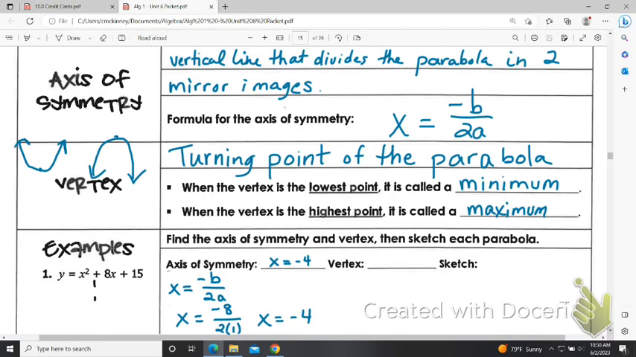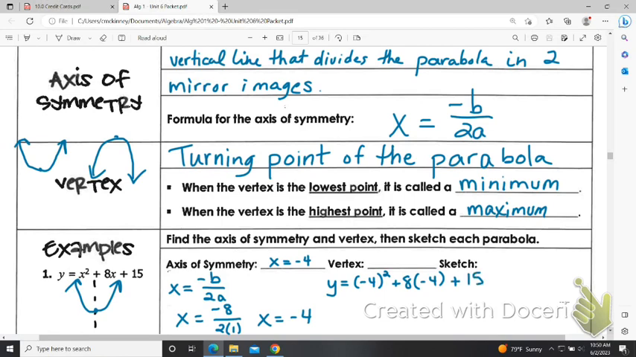So if I know this is my axis of symmetry, I know my vertex is going to be somewhere on that, and then both sides are going to match. To find out where that vertex is, well, the vertex is a point, it says turning point, it is a point, so it has an x and a y. To find the y of the point, we're going to plug this x into the original equation. So the y will be equal to negative 4 squared plus 8 times negative 4 plus 15.